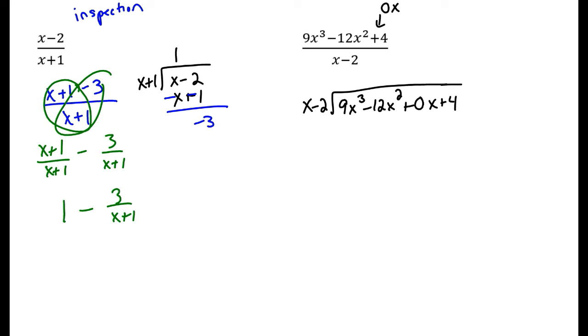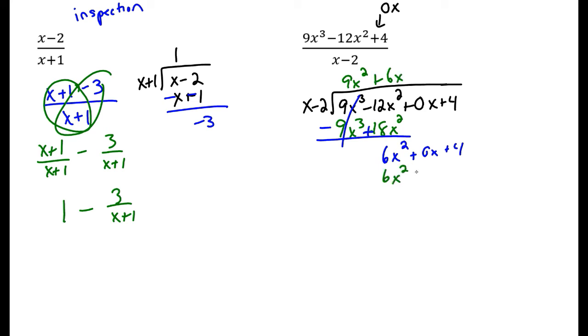Well, 9x squared times x is 9x cubed minus 18x squared. Change my signs to subtract. That goes to 0. I'm left with 6x squared plus 0x plus 4. And we start over. Well, 6x times x is 6x squared minus 12x. That's why I need that placeholder there. Change my signs to subtract. 12x plus 4. And we're almost there.